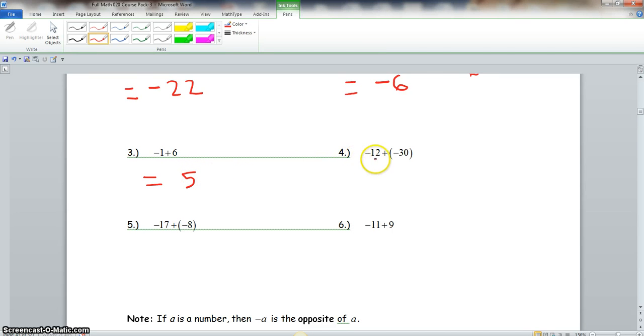Now we go here to number 4. Negative 12 and 30. They have the same sign, so you would add them together. That'll give you 42, and you would give it the same sign. Now we come down here to number 5. It's the same thing. It'll just give us a negative 25. 17 and 8 is 25, and we carry its sign.